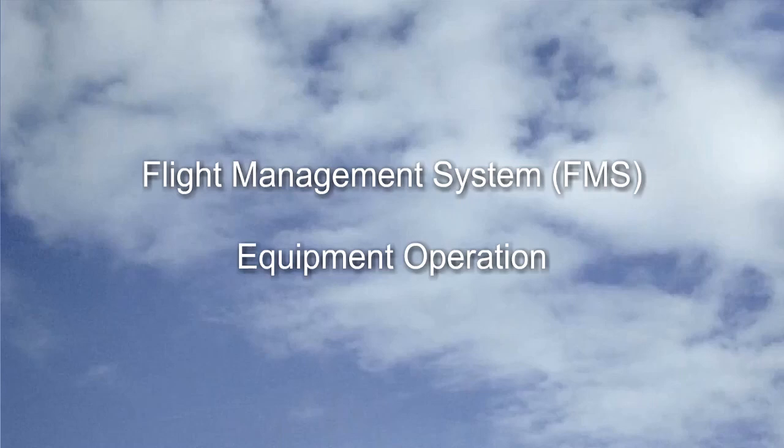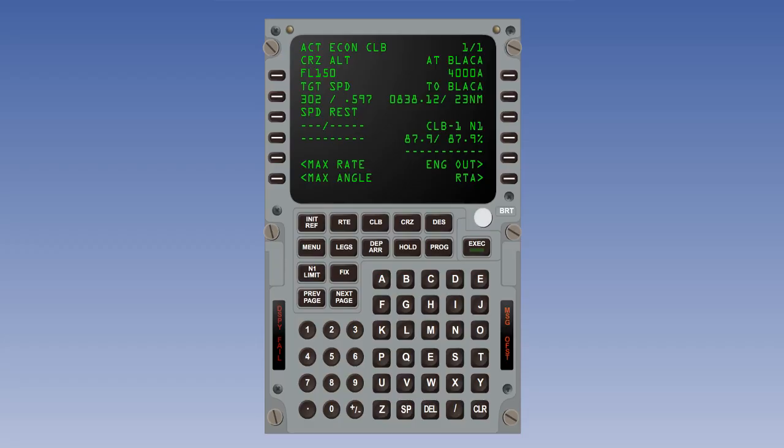This is the second of two lessons on the Flight Management System, or FMS. The previous lesson covered components and hardware, whilst this one concentrates on equipment operation. There are about 30 or 40 pages available in the CDU display, depending on the model.